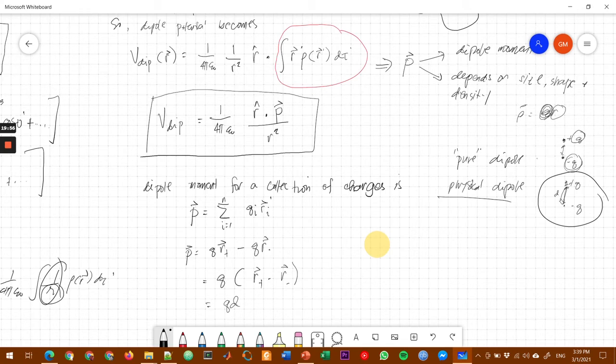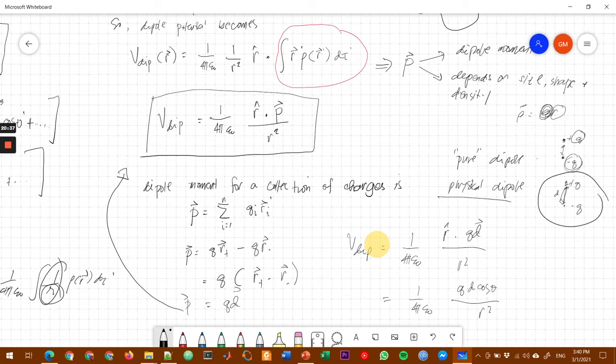Okay, and if you substitute this, your V dipole would just be 1 over 4 pi epsilon naught, r hat, times qd. Actually, this is a vector, over r squared. So that would be 1 over 4 pi epsilon naught, r hat dot d hat would be cosine theta, so we have q d cosine theta over r squared.